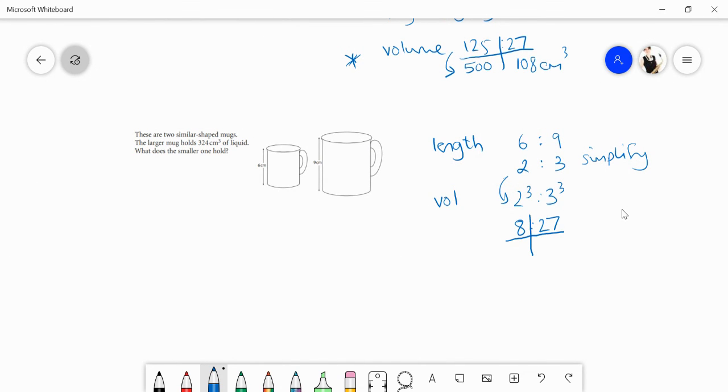So I can put in the volume that I already have. The 324 corresponds to the larger shape, so it goes in that side, and the missing value is 96 centimeters cubed.